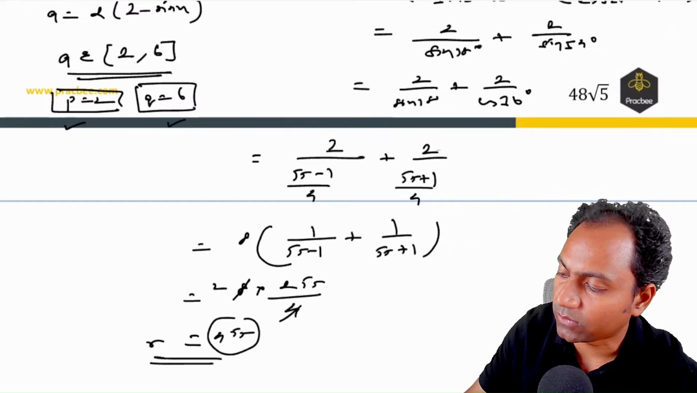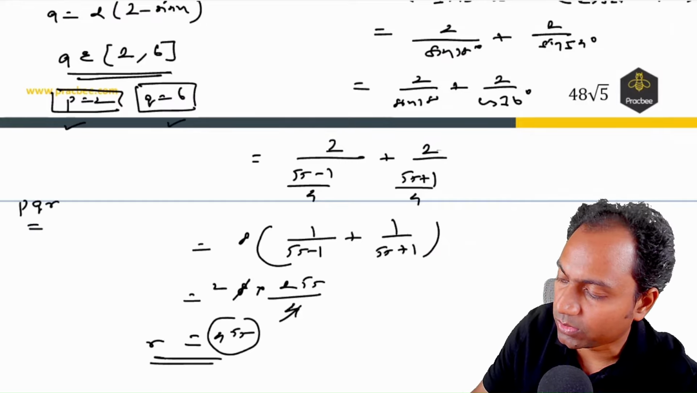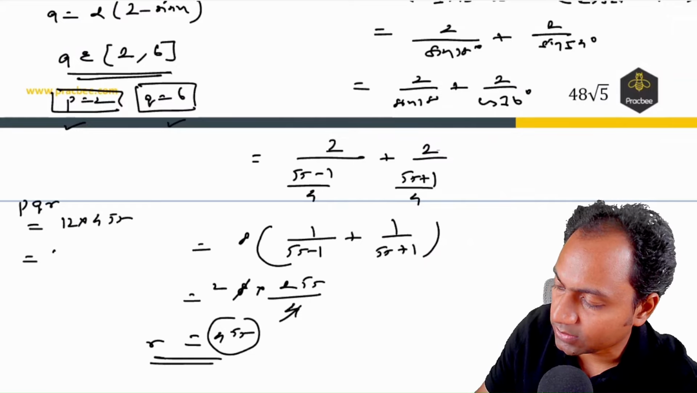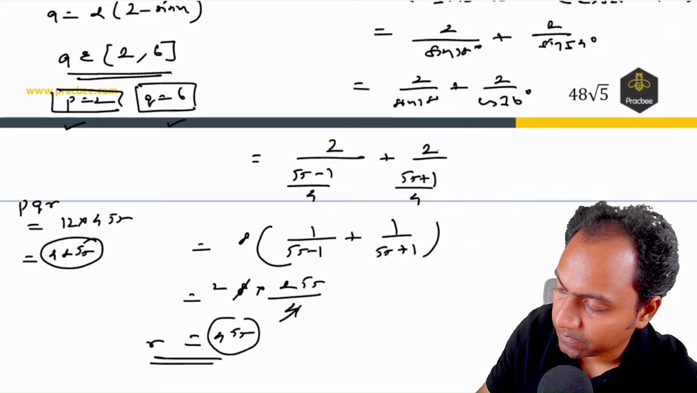P and Q we have. So we can find the value of P into Q into R. So this becomes 12 into 4 root 5. That is nothing but 48 root 5.